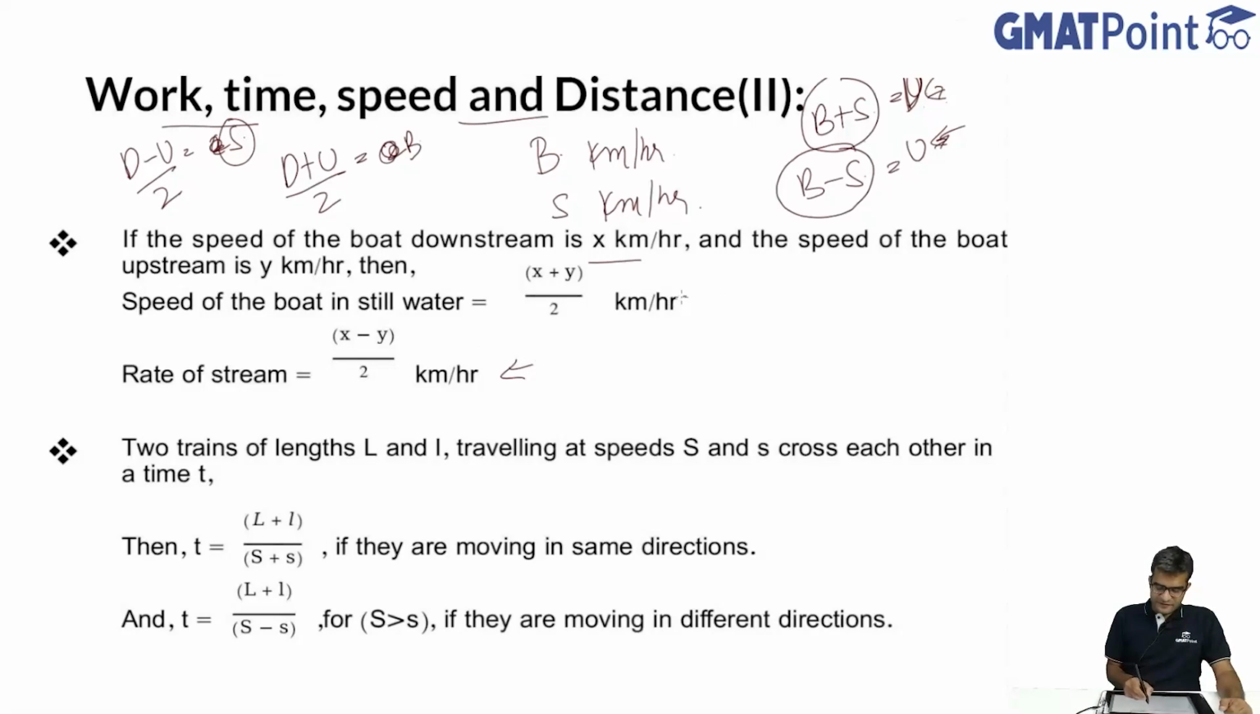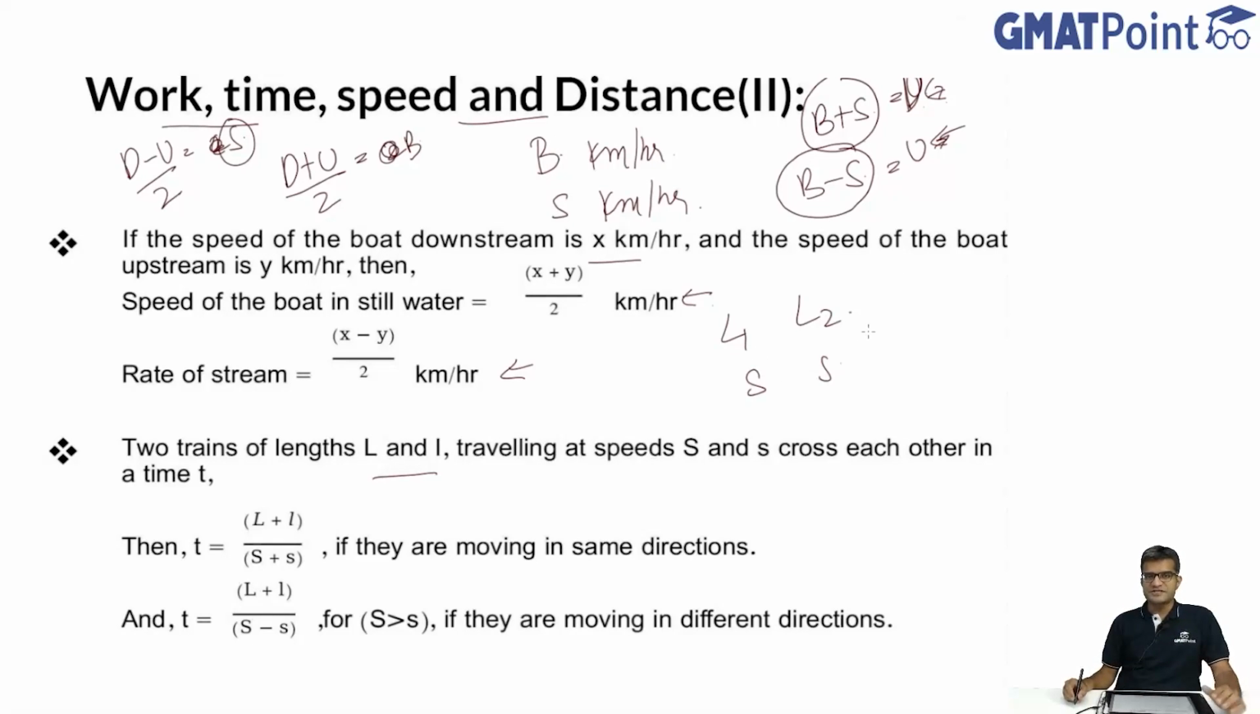This is basically the formula. Similarly, you are also given a different type of question in time, speed and distance, which involves two trains. You are typically told that there are two trains and the lengths of both the trains are given. Let us assume that they are L1 and L2. They are traveling at speeds capital S and small s.